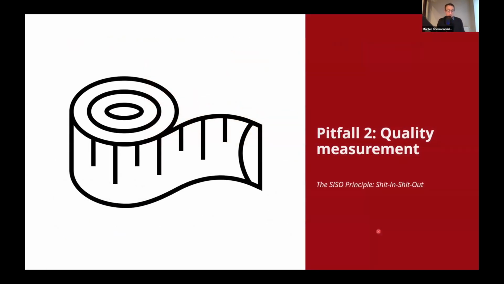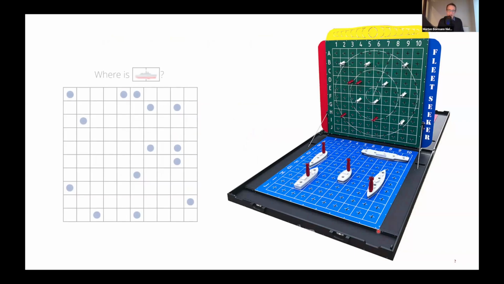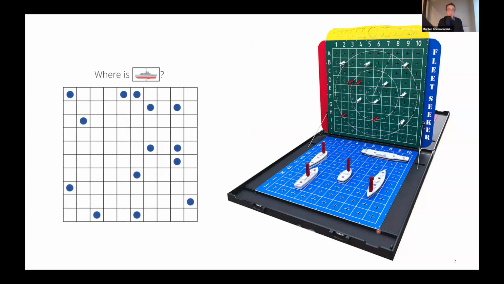The next pitfall that I want to talk about is the measurement of these quality attributes, because Bayesian optimization is no different from any other algorithmic technique: if you feed it bad data, it's going to give you bad suggestions. I like to illustrate this with the Battleships board game, because Battleships has really horrible data. All you get is pass if you hit or fail if you don't.